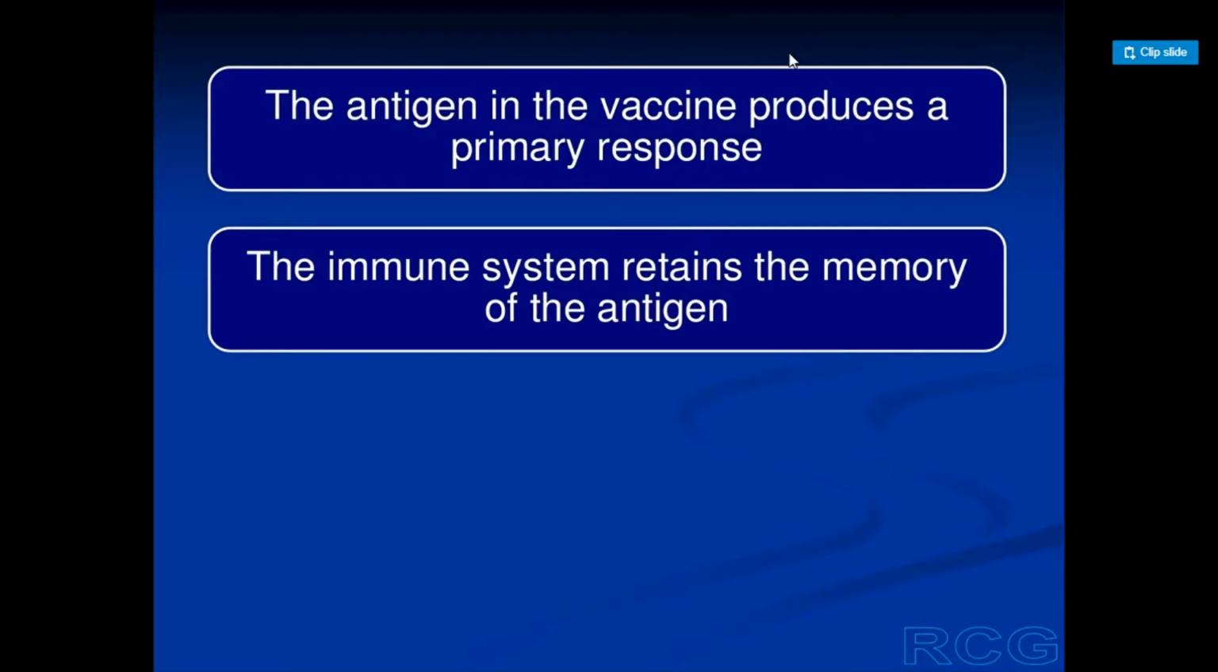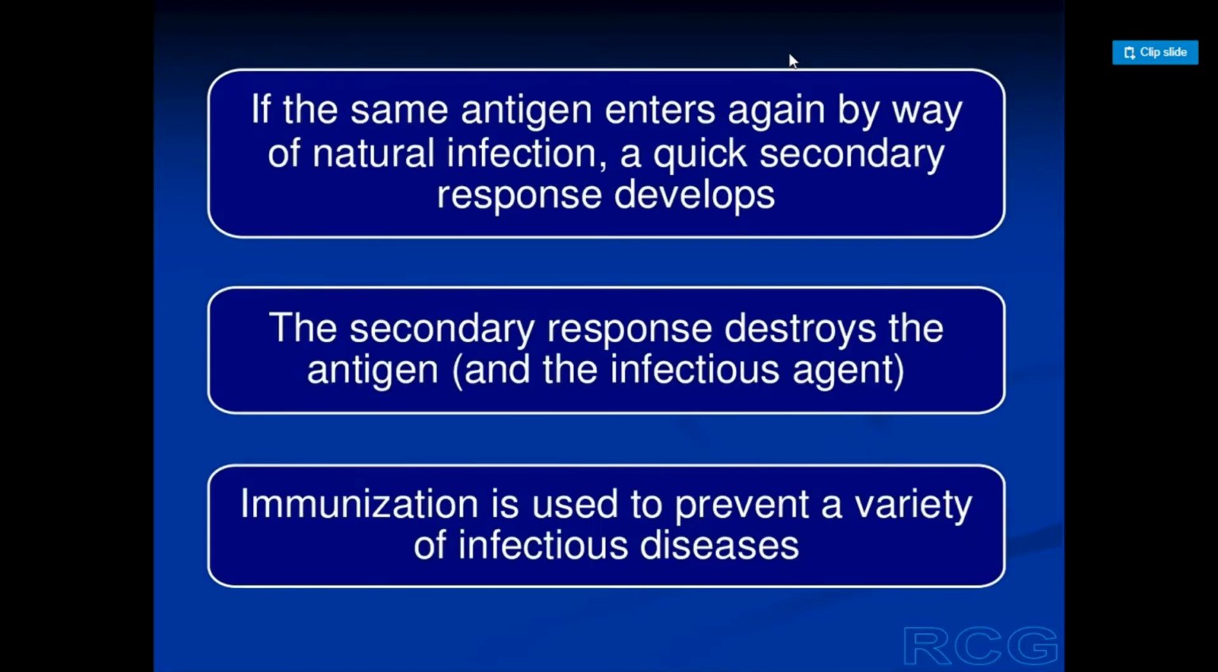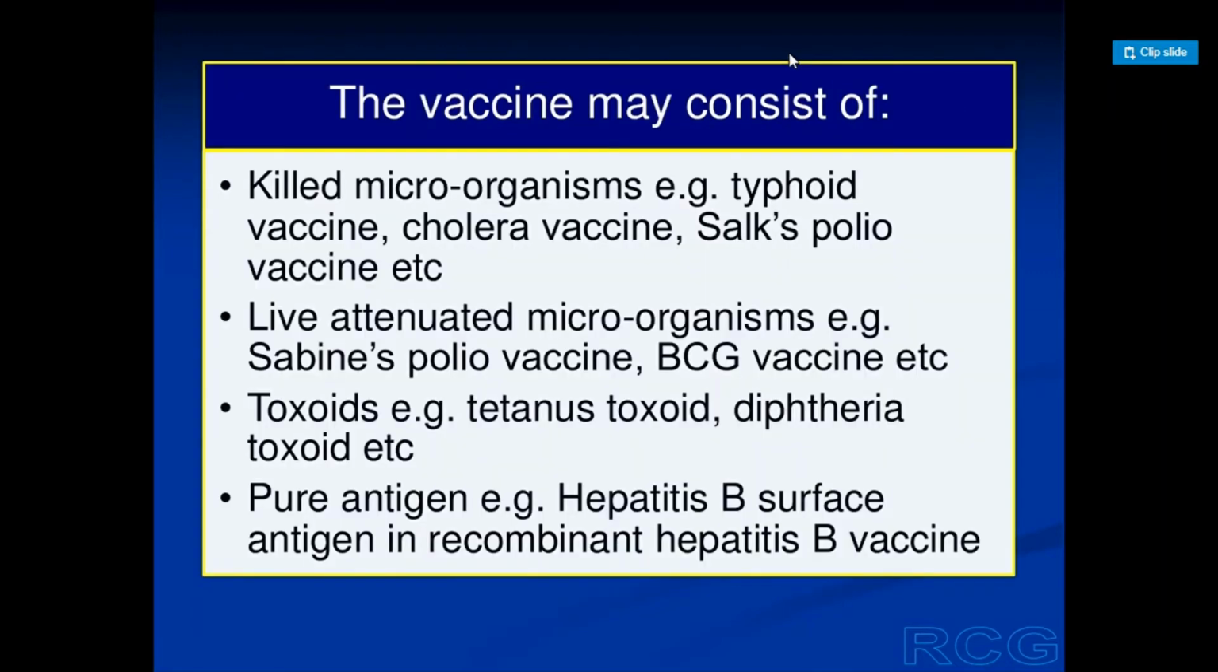produces the primary response. In this primary response, the memory cells are generated, and the immune system retains these memory cells of the antigens. And when the same antigen enters our body again, the secondary response takes place and destroys this antigen more effectively. And this immunization is used to prevent a variety of infectious diseases.